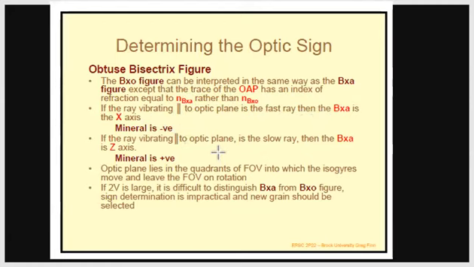The ray vibrating parallel to the optic plane is the slow ray, the BXA is going to be z-axis, and the mineral is going to be positive. Optic plane lies in the quadrants of field of view, into which the isogyres move and leave the field of view on rotation. If 2V is large, it is difficult to distinguish BXA from BXO. Sign determination is impractical, and a new grain should be selected.